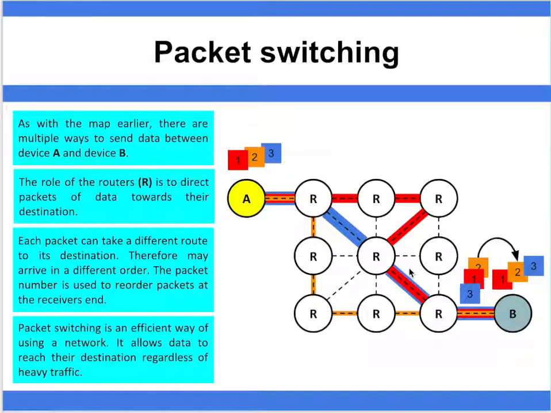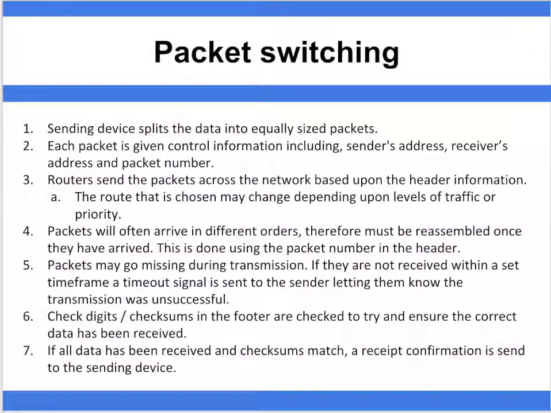Now when they've arrived, we can see that packet 3 has arrived first, then packet 1 has arrived, and then packet 2 has arrived. What then happens is, because the packet sequence is put on before it's transmitted, we can then reorder it into the correct sequence. So if we think about that video file from earlier, we haven't got a video that's completely jumbled up, it's in the correct order. So it's an efficient way of using a network. It allows data to reach the destination regardless of heavy traffic.